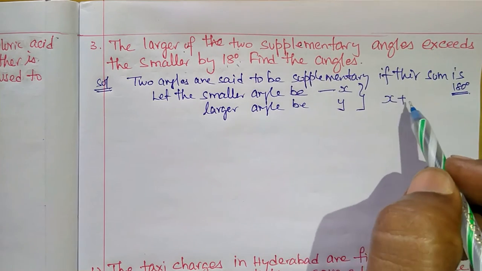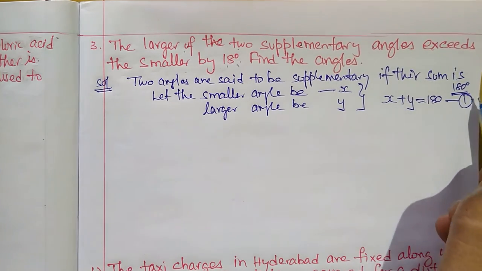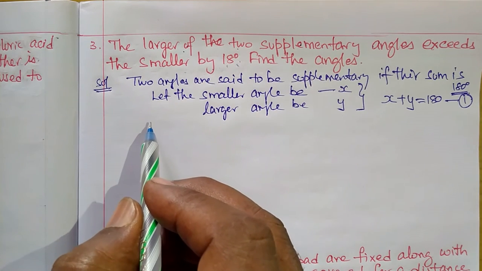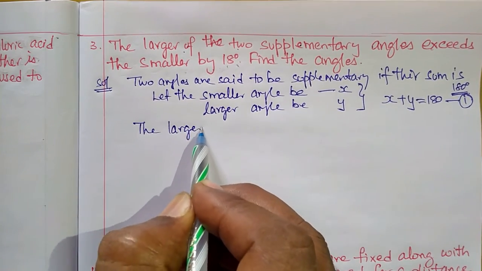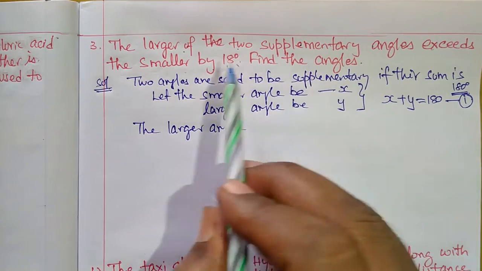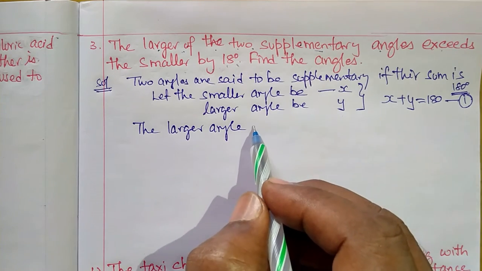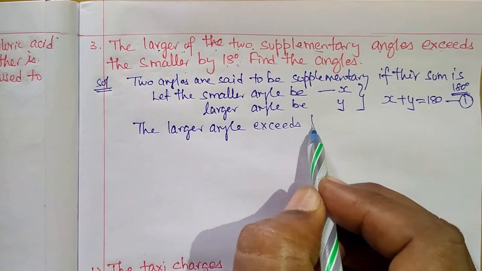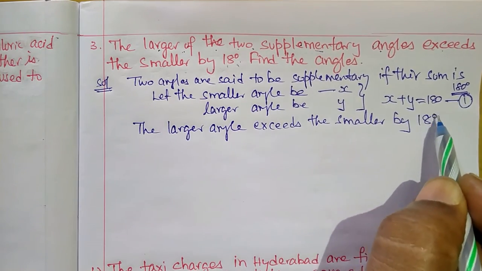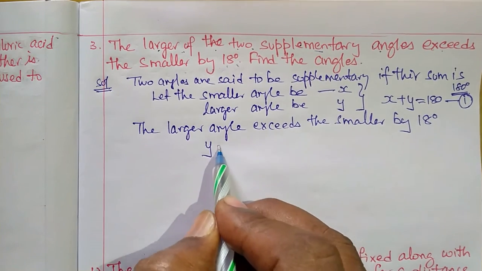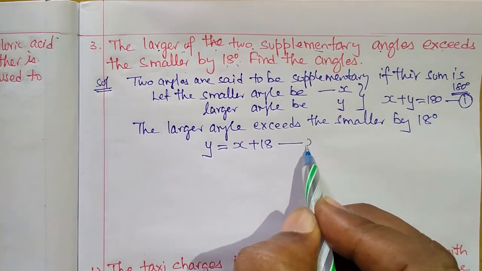So first I will frame one equation. We know that supplementary angles means the sum of the two angles must be equal to what? 180 degrees. So I got one equation here. What is the next equation? The larger angle exceeds the smaller by 18. The larger angle exceeds the smaller by how much? By 18 degrees. So what is the larger angle in this? Y. It is 18 more than x, which means y is equal to x plus 18. So this is our second equation.